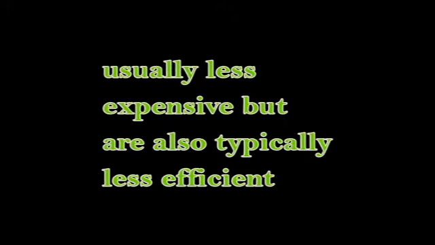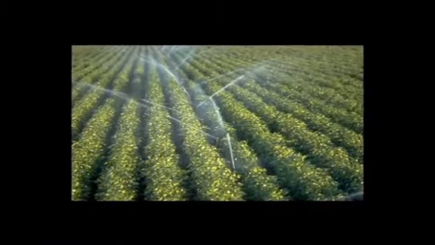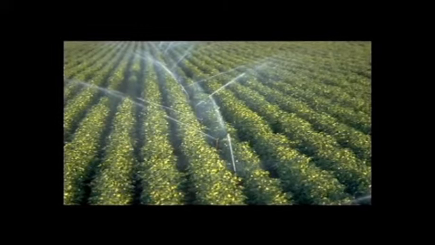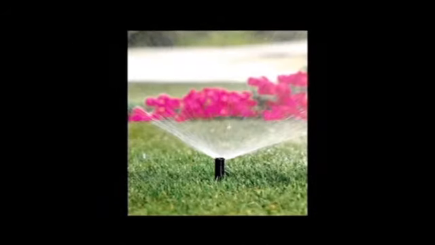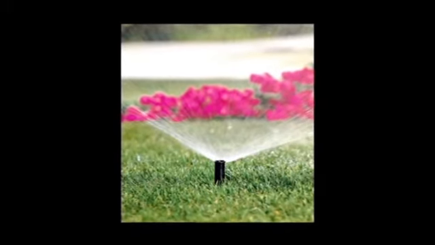Irrigation methods such as furrow and overhead sprinkler irrigation are usually less expensive but are also typically less efficient because much of the water evaporates, runs off or drains below the root zone. Other irrigation methods considered to be more efficient include drip or trickle irrigation, surge irrigation and some types of sprinkler systems where the sprinklers are operated near ground level. These types of systems, while more expensive, usually offer greater potential to minimize runoff, drainage and evaporation.